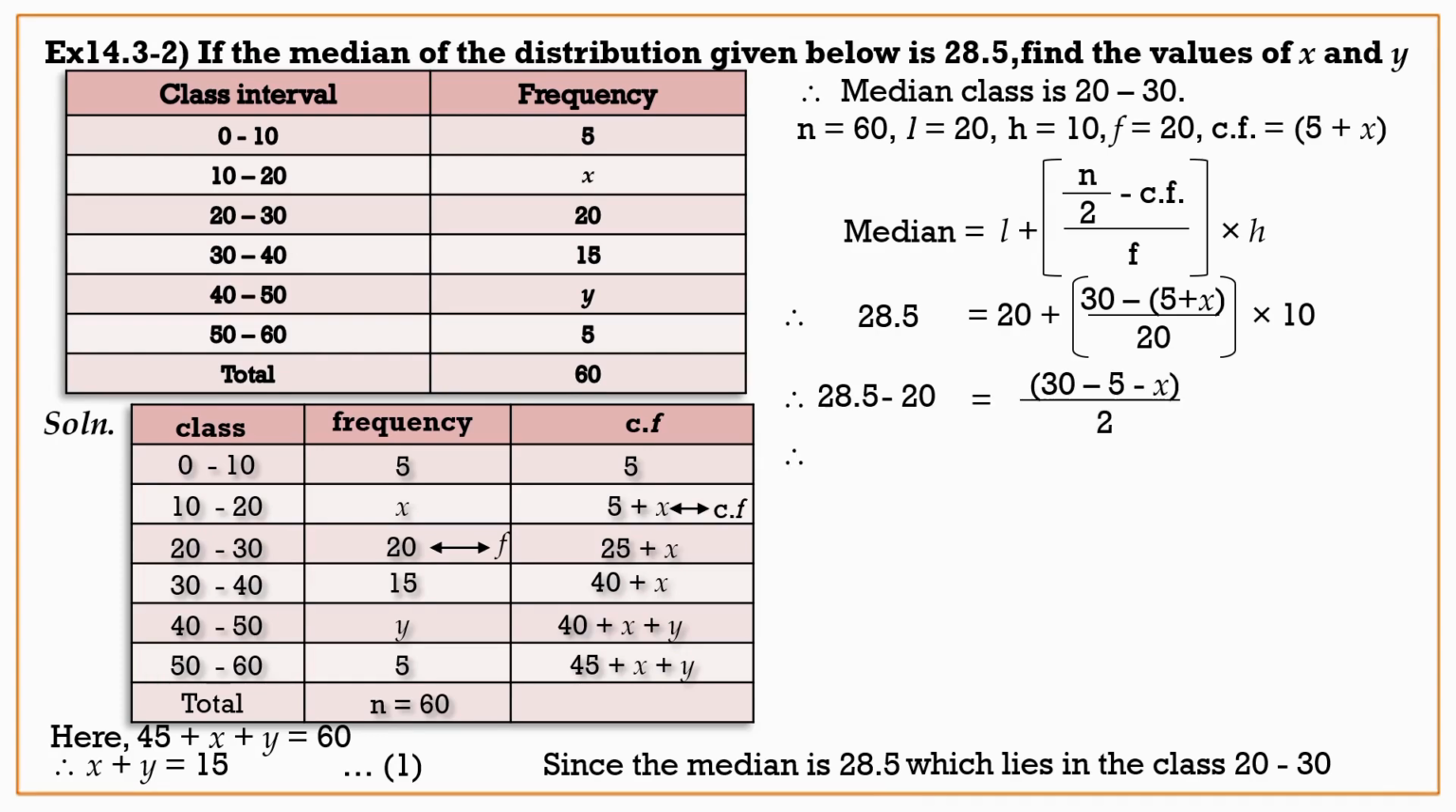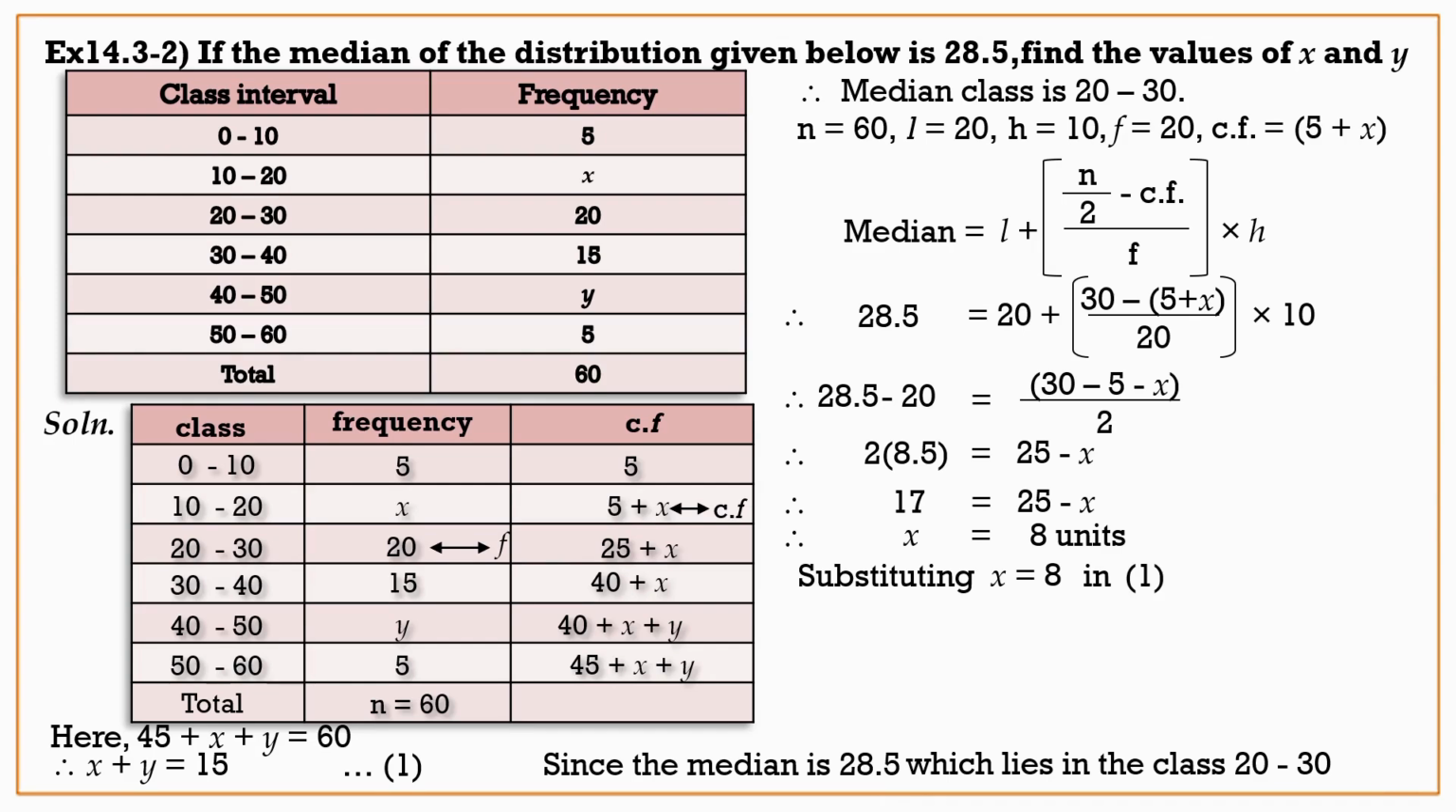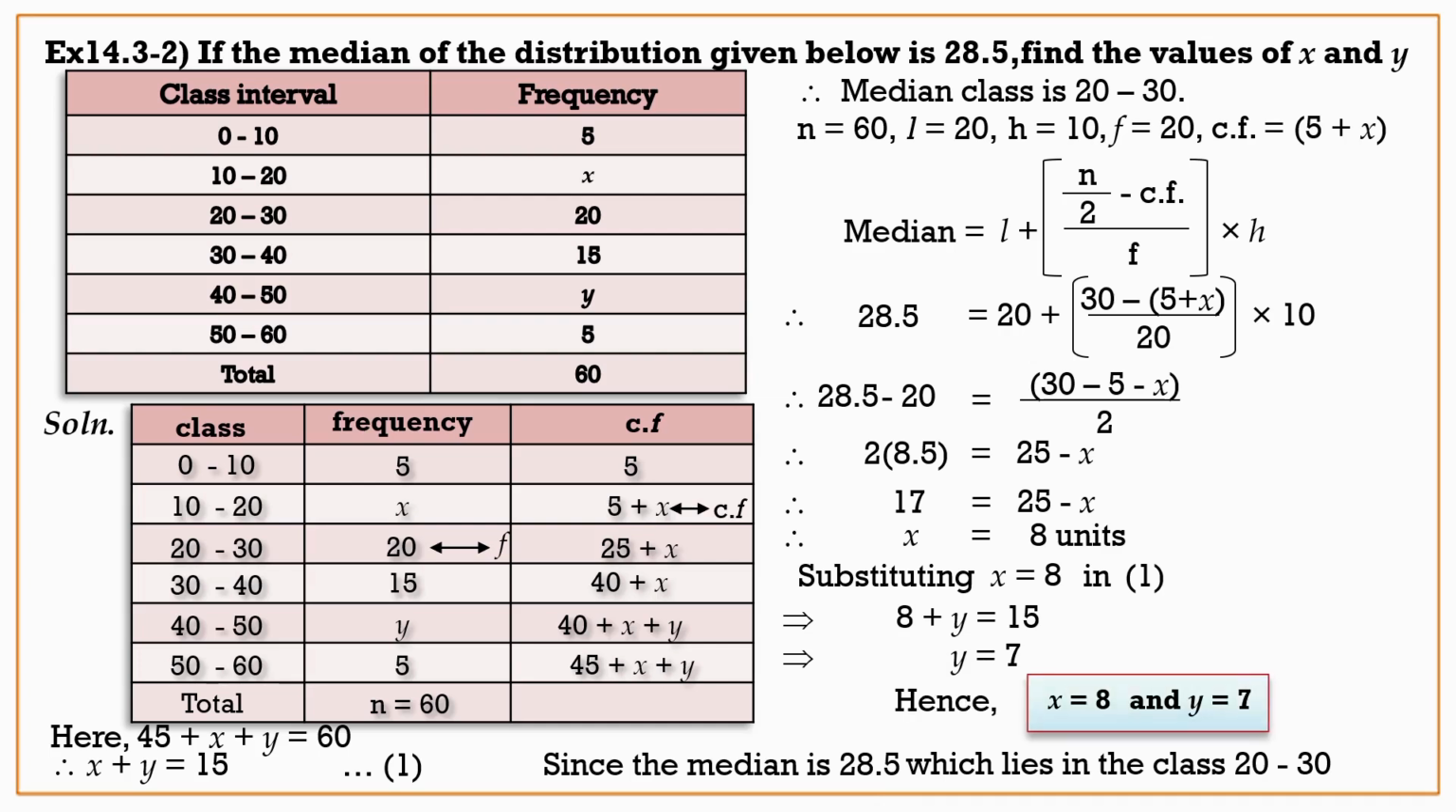So finally we got an equation. So now solve this equation. So x is coming 8 units. Now since we got the value of x, if we put this value of x in equation number 1, then we can easily find the value of y. Now substitute the value of x in equation 1. So finally we got the value of x and y as 8 and 7 respectively.